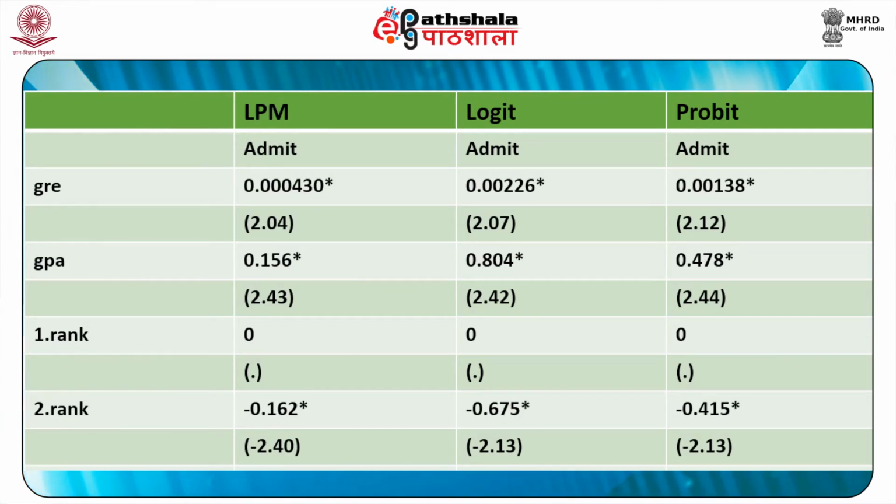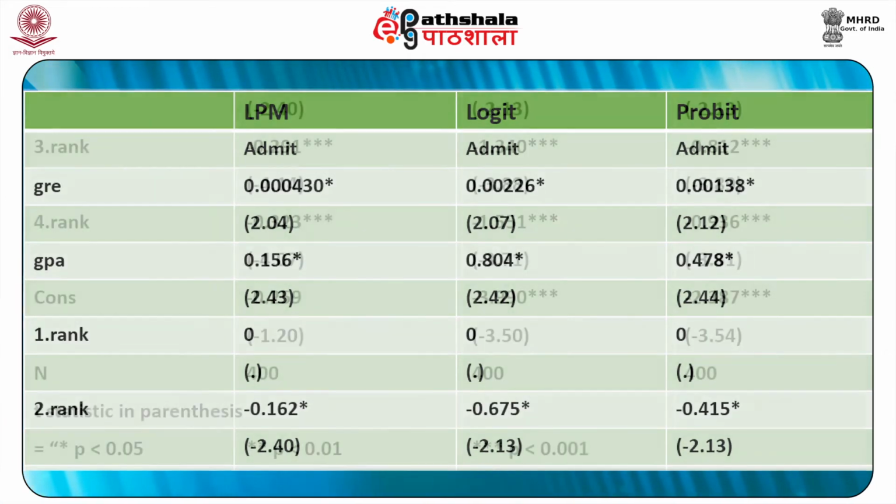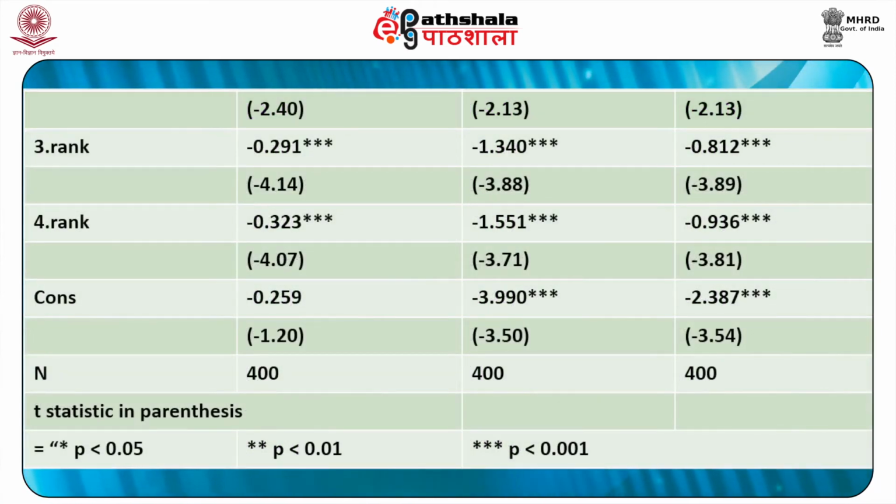And on the left hand side in the first column you can see we have GRE, GPA and the rank, and we have four possible values: first rank, second rank, third rank and fourth rank. Then we have the constant and we have the n, which is the number of observations, in this case equal to 4000. The results are presented before you in this table and we can see the interpretation. Along with all the values of the coefficients, we have given the t statistics in the parentheses to understand whether they are statistically significant or not.